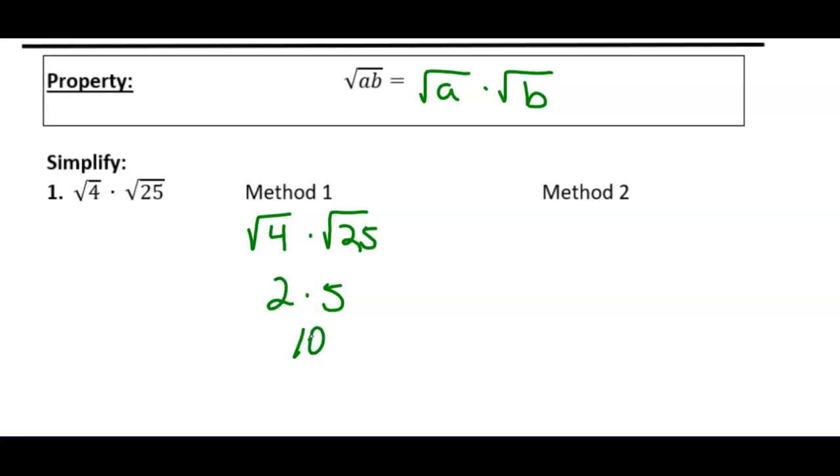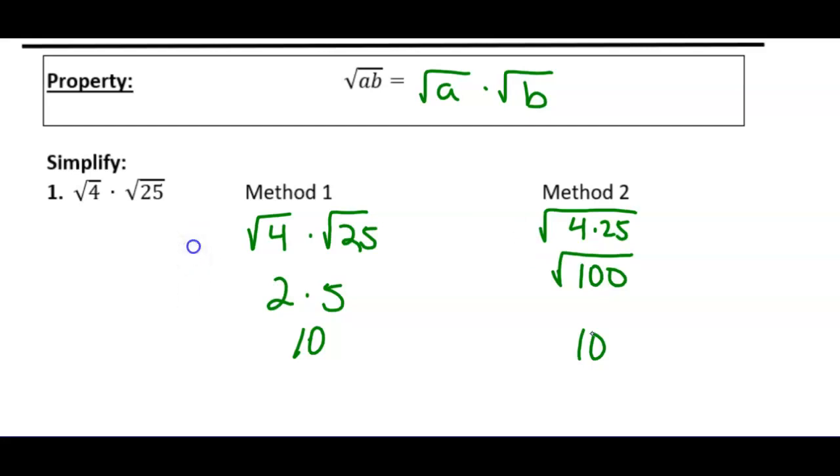Okay? In that same concept, we could take the square root of 4 times 25 and put it underneath one radical and get the square root of 100. Well, in this case, it happens to be a perfect square because we started with two perfect squares. So what's the square root of 100? It's 10. So I get the same answer, two different methods. Sometimes it's easier to do method 2. Sometimes it's easier to do method 1.